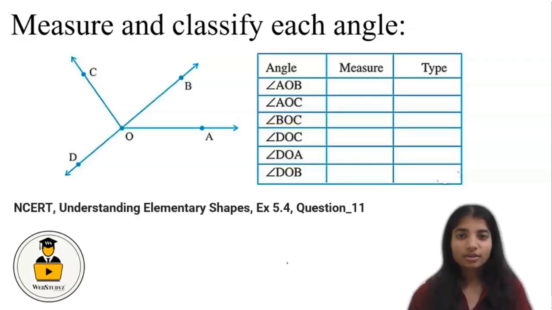Students, let's discuss the question. In this question, we have to measure and classify each angle. So angles are given here in the bracket. First is angle AOB. We have to measure the angle AOB and then we have to classify.